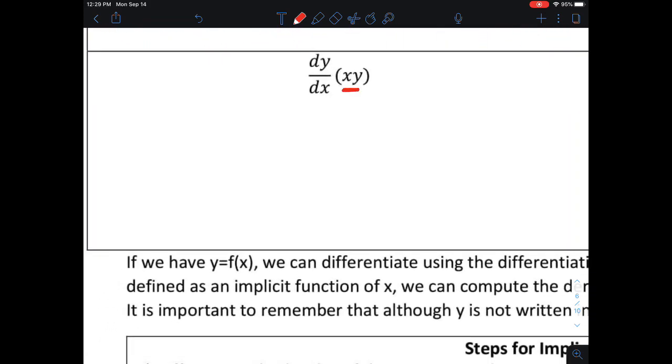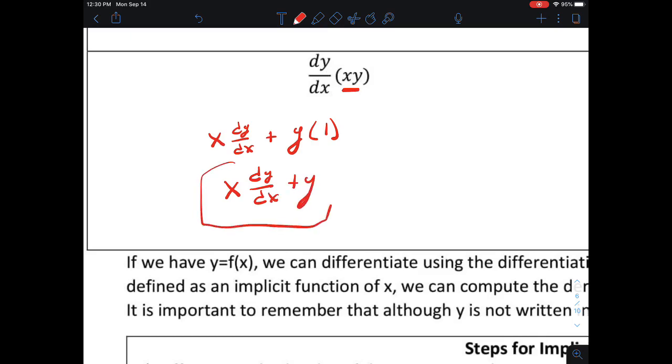Now, what if we have the product, x times y, we want to take the derivative of? Well, you would do the product rule here. First times the derivative of the second, dy over dx, plus second times the derivative of the first, which would just be 1 dx over dx, or just 1. And so all we would have would be x times dy over dx plus y.